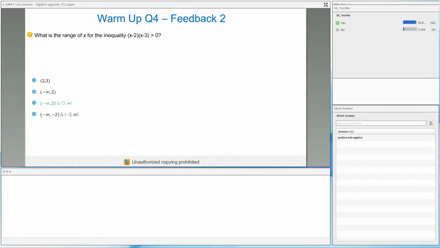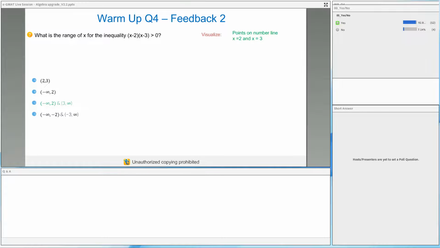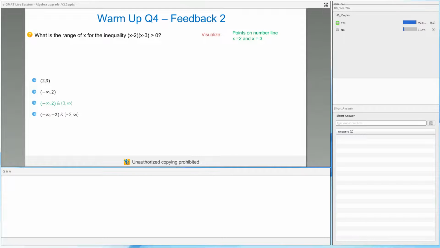So the second method that I'm going to talk about is known as the wavy line method. Okay. Now in this, what we do is we try to plot the range on a number line.